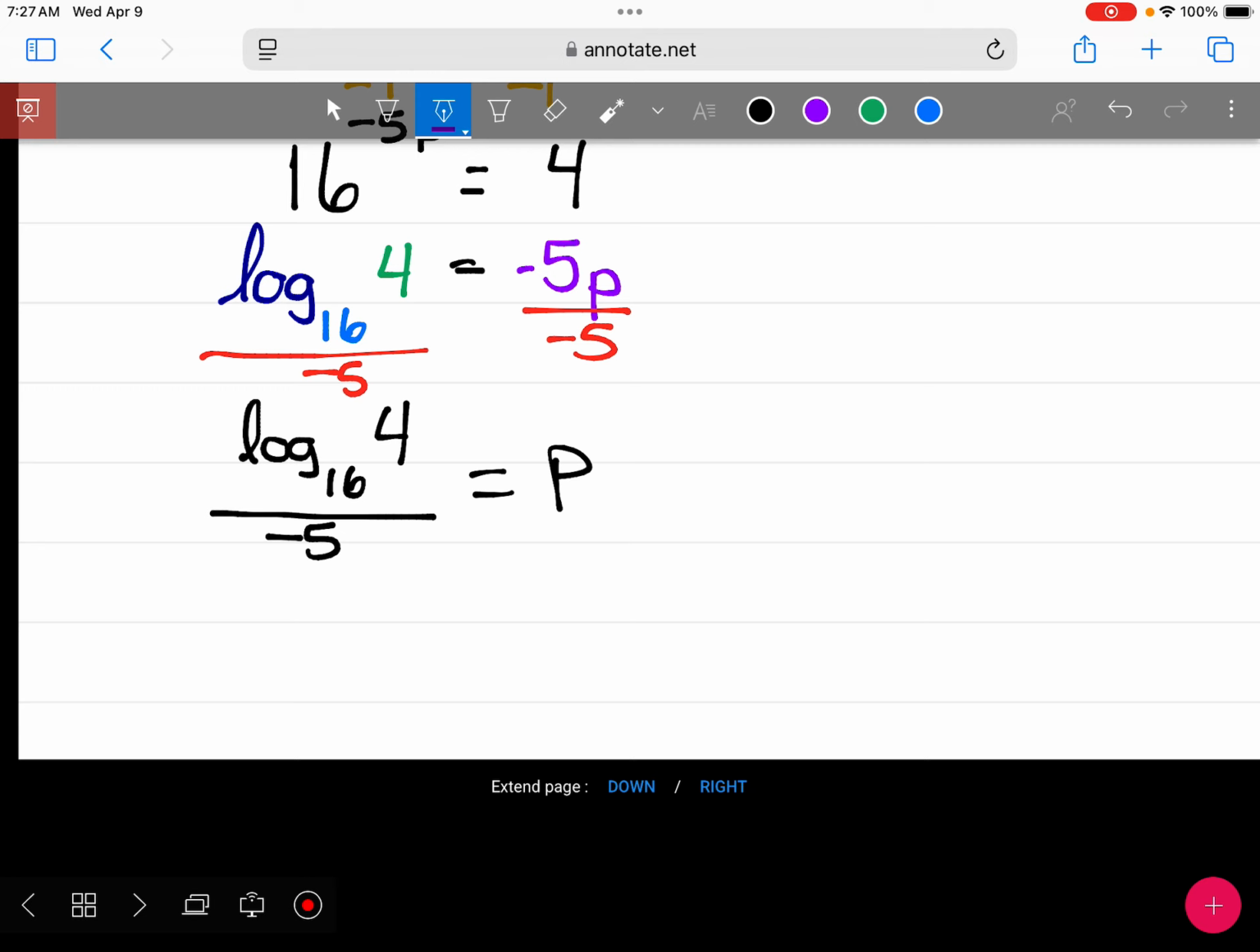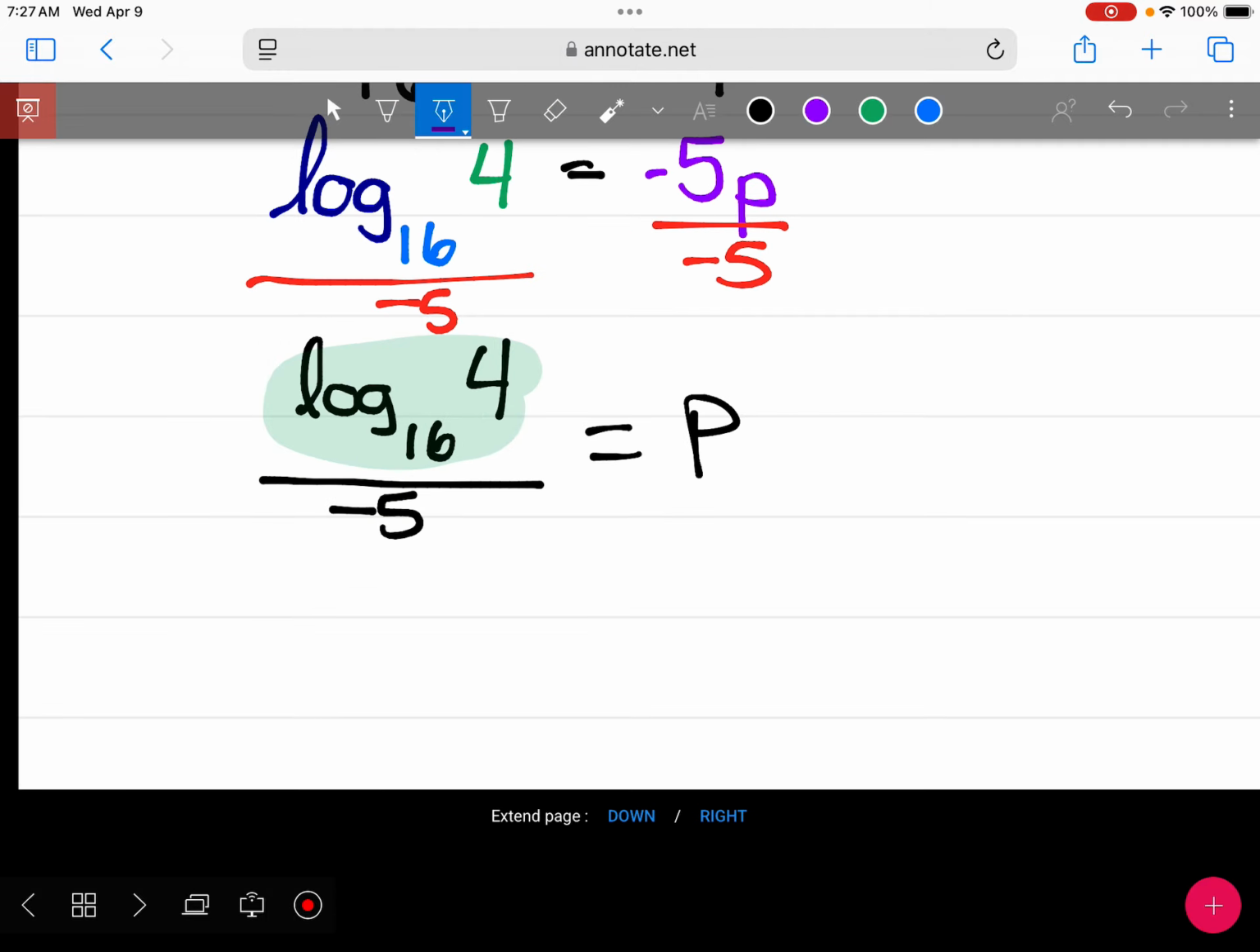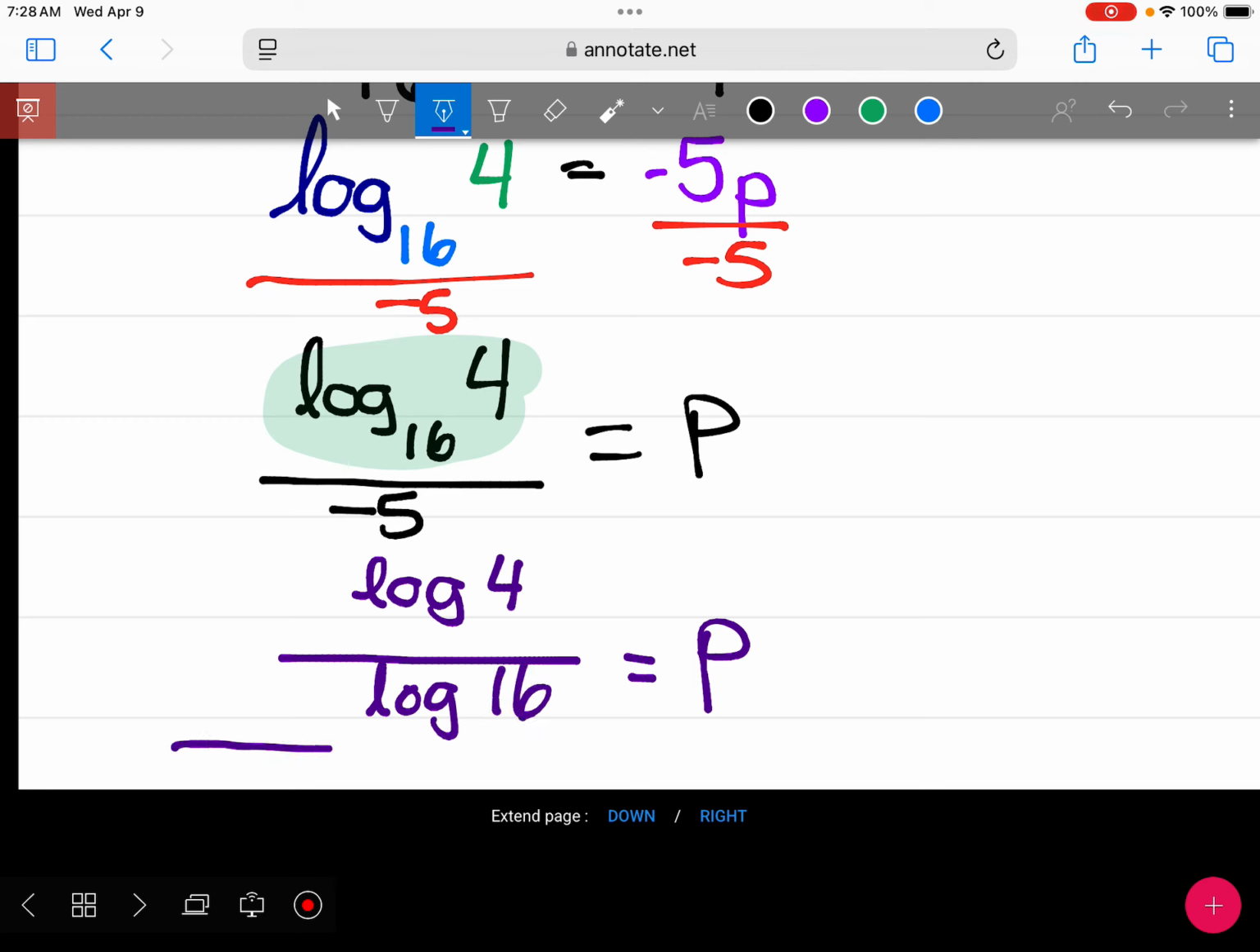Yep, change of base. We need to run this guy through our change of base, because I can't type log base 16 of 4 into the calculator. So what is this going to look like when we type it in the calculator? Log 4 over log 16, over -5. You can absolutely do that. Just be really, really careful when you do one of these stacked fractions like this.